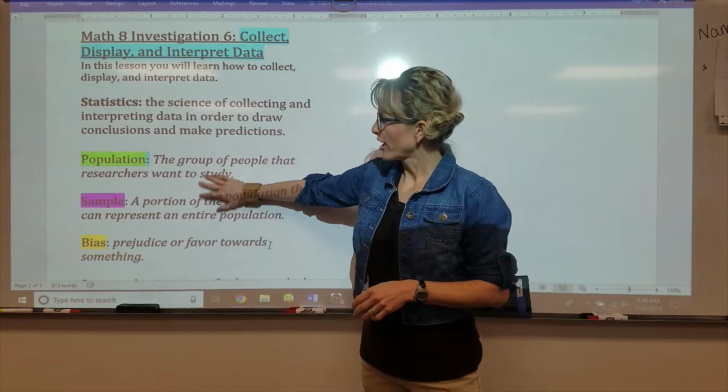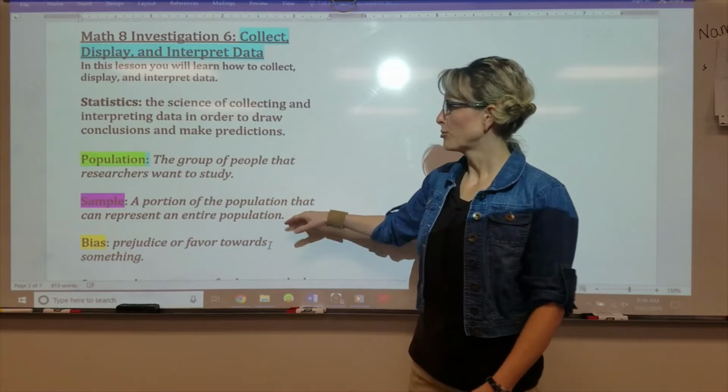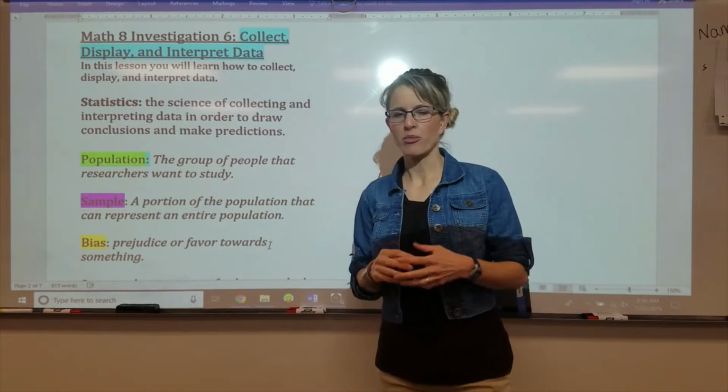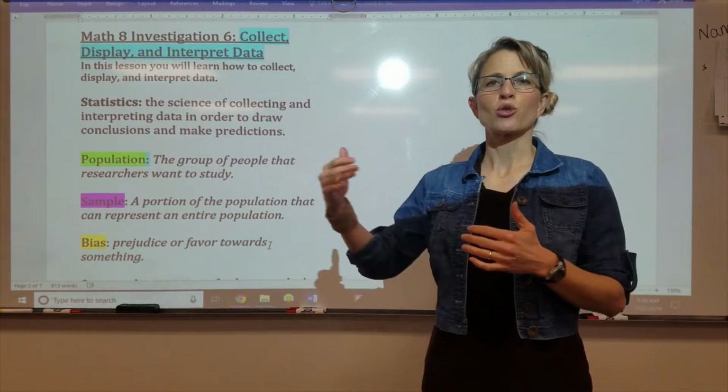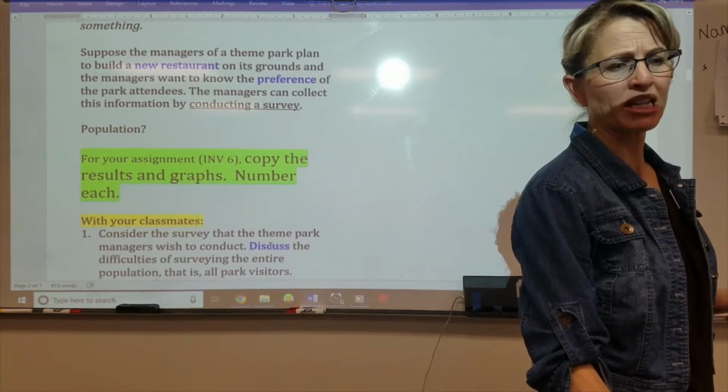A couple of vocabulary words: population is a group of people that we want to study. A sample would be just a portion of the population. And a bias is when a part of the population might be prejudiced towards a certain outcome of a survey or an opinion.